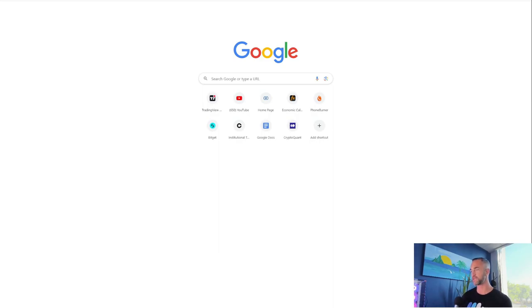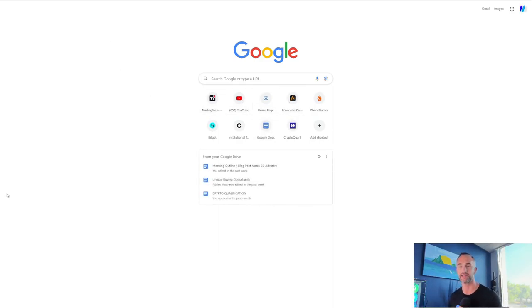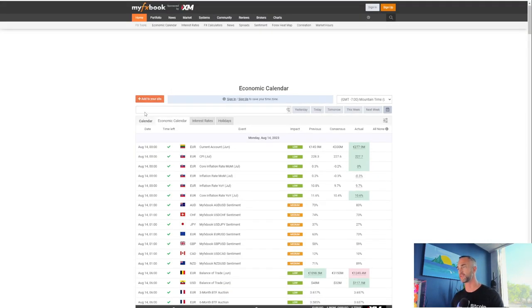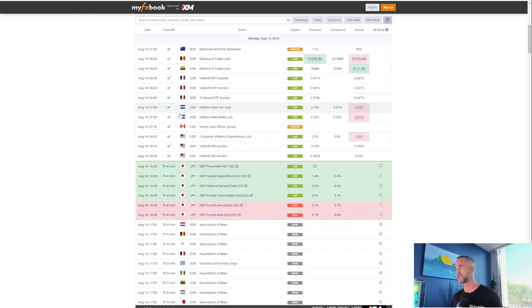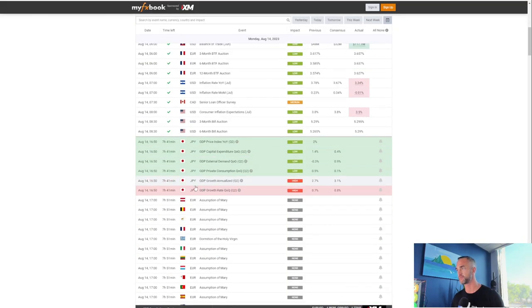Let's see if we have any economic data coming out this week. I did not even get a chance to look over the weekend. Thank God, getting a little R&R, getting some rest, getting into nature for a nice little hike this weekend. It was amazing. Consumer inflation expectations came out lower than expected. That's bullish for the dollar. Bearish for the dollar.